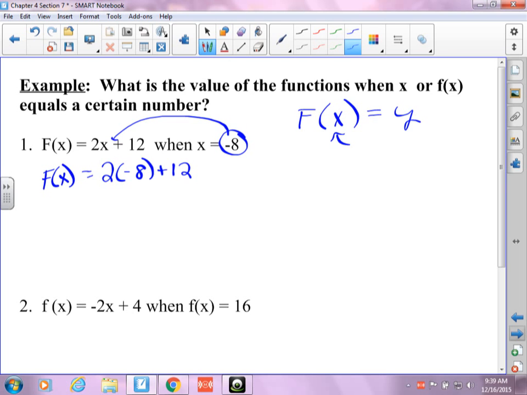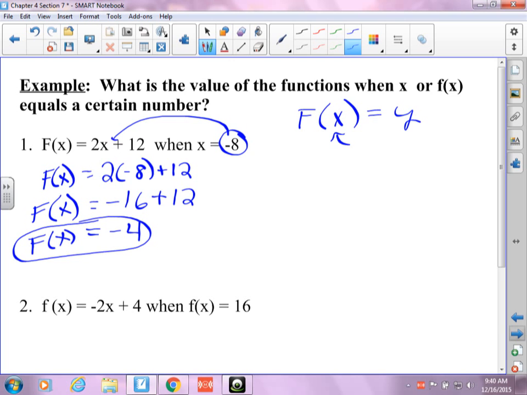Okay, question. Yep. So, does f of x equal negative 8 as well? f of x does not equal negative 8. Nope, it's y. It's something totally separate. So watch as we solve this through, and it's going to make a little bit more sense. So then 2 times negative 8 is negative 16 plus 12. And I'm going to leave the f of x, which is the same thing as y. Negative 16 plus 12 is negative 4. So f of x, which is like your y, is negative 4, and I'm done. That's it.